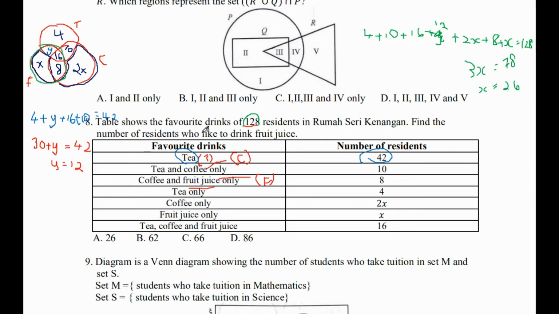Okay, find the number of residents who like to drink fruit juice. Okay, so fruit juice is this green circle. So just add all the numbers in this green circle: 8 plus 16 plus y. y is 12, plus x is 26. So the answer is 62.